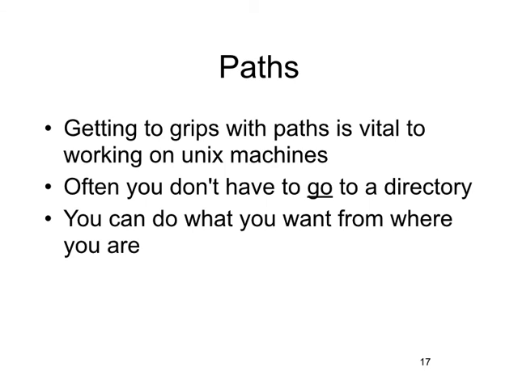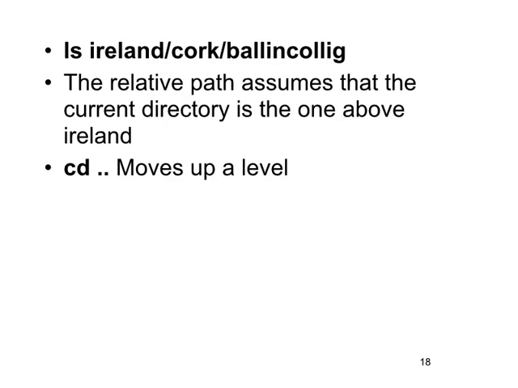If you're using a Unix machine, then getting to grips with paths is really key to being a ninja with that. So sometimes you don't have to actually go to the directory you're interested in. You can just talk about it from where you are. So if I was in a directory and I could see Ireland, if Ireland was in there, I could say ls Ireland/Cork/Ballincollig, and that would show me the contents of the Ballincollig directory without me having to go there. Okay.